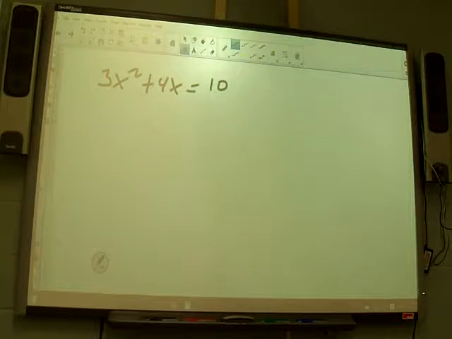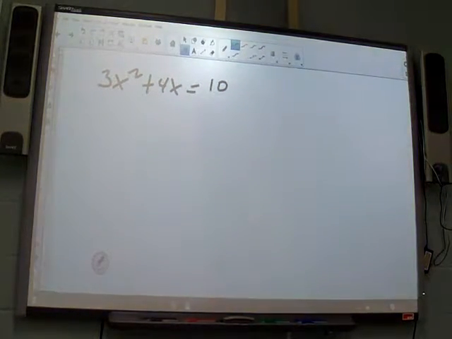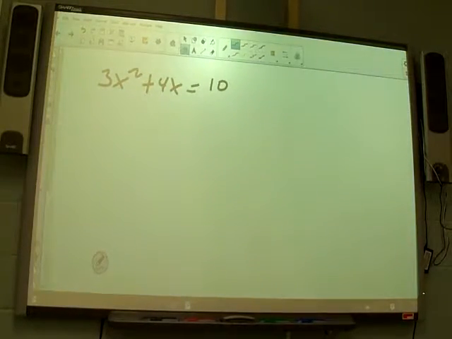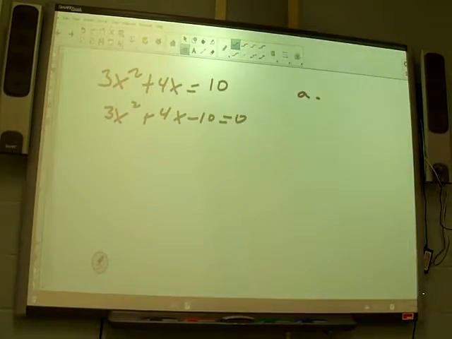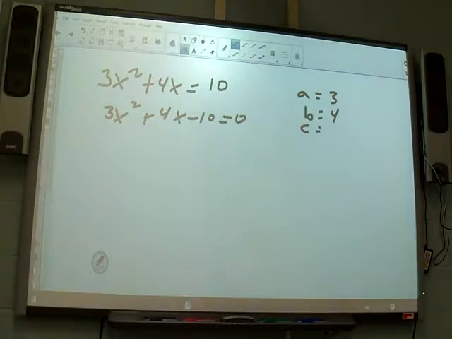Type 4 squared minus 4 times 3 times negative 10. Alright, let me get caught up with you and see what we can do to simplify this. 3x squared plus 4x minus 10 equals 0 was your first step, right? Okay, tell me what my A is. 3. And my B. 4. And my C.